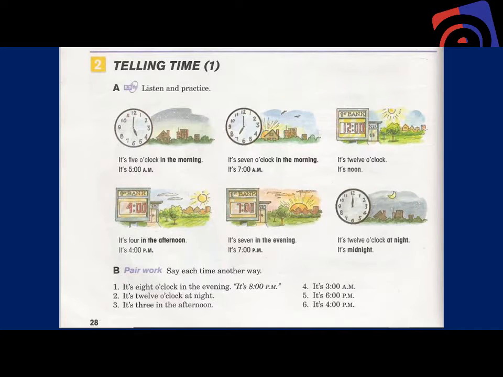If you look at the slide, you see 6 different clocks, 6 different times. I'm going to read them, and you can read them after me. It's easy. It's 5 o'clock in the morning. It's 5 a.m. We can say it's 5 o'clock in the morning, or we can say it's 5 a.m. It's 7 o'clock in the morning. It's 7 a.m.